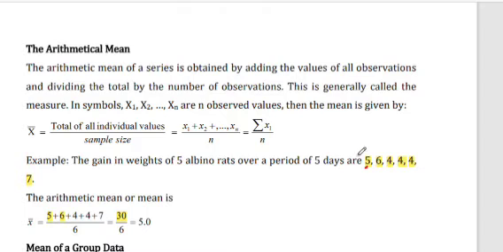So 5 plus 6 plus 4 plus 4 plus 4 plus 7, that is equal to what? 30. Count the number of 10. This is 1, 2, 3, 4, 5, 6. Divided by 6, that gives us what? 0.5. So this is an ungrouped data. You can see that the data are not grouped together. So just add it like that.